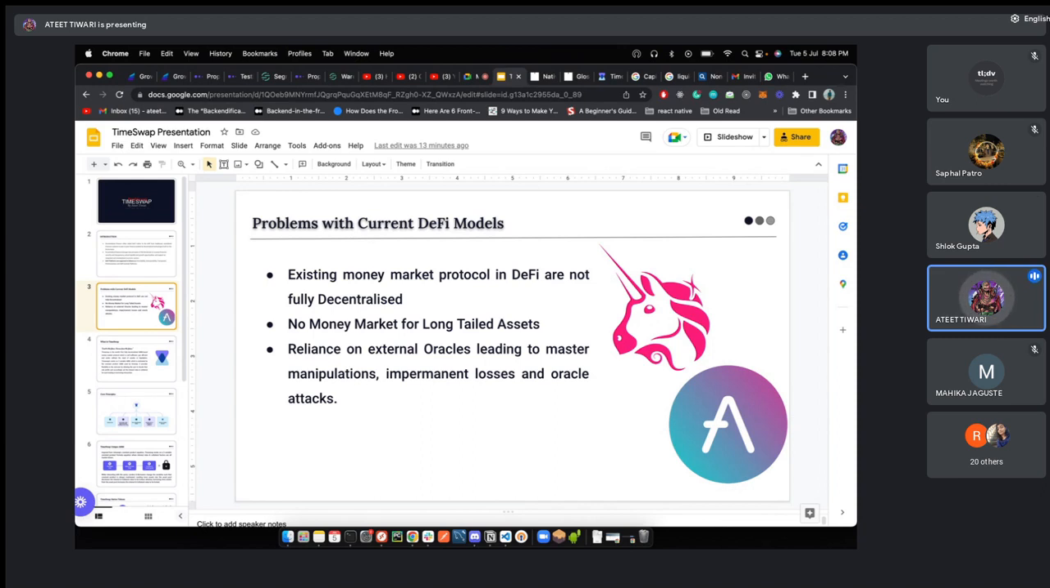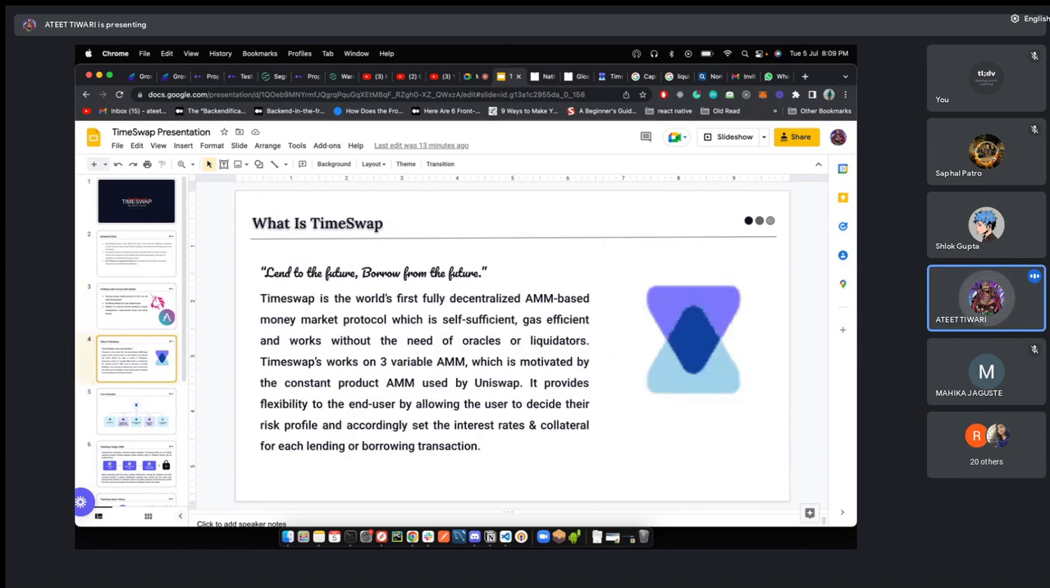Second, there is no money market for long tail assets. Basically, you can't create any pools for your own ERC20 tokens. All the money pooling structures that exist are basically for the stable ERC20 tokens or the tokens that are currently doing well in the market, but not for any other ERC20 token that you can create. The third is, as I have already explained, reliance on external oracles leading to market manipulation, impermanent loss, and oracle attacks. So this is where TimeSwap comes in.